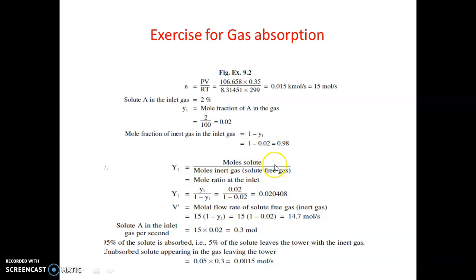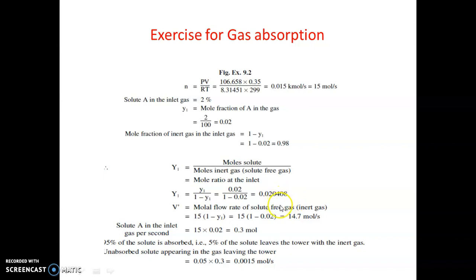So this is the mole ratio. So what is the mole ratio? Moles of solute divided by moles of inert gas. So we have already calculated Y1, and this is the value of moles of inert gas. So we have to put this value, and we obtain Y1 is equal to this value.